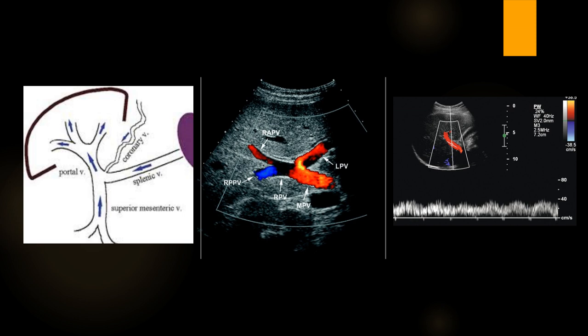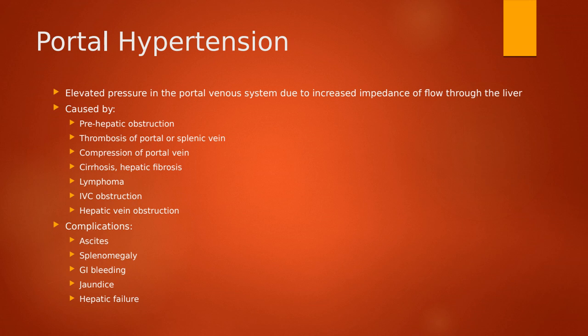Portal hypertension. So one of the main reasons why we do an abdomen with Doppler, especially of the liver, it's usually going to be caused by some sort of prehepatic obstruction in that portal venous system or portohepatic venous system. Could be thrombosis of the portal or the splenic vein, compression of the portal vein, cirrhosis or hepatic fibrosis of that liver tissue, lymphoma in the area of the liver or that porta hepatis, IVC obstruction, which we know could be Budd-Chiari syndrome as well. Same thing, hepatic vein obstruction, that goes along the lines of Budd-Chiari with the IVC obstruction.